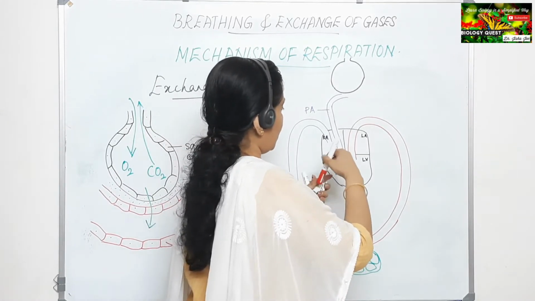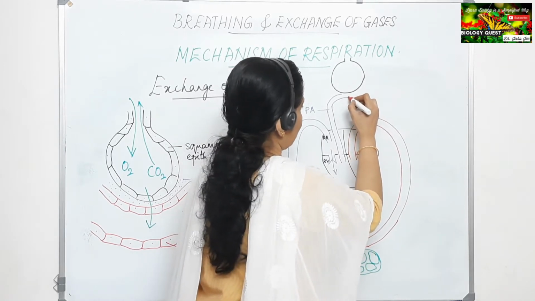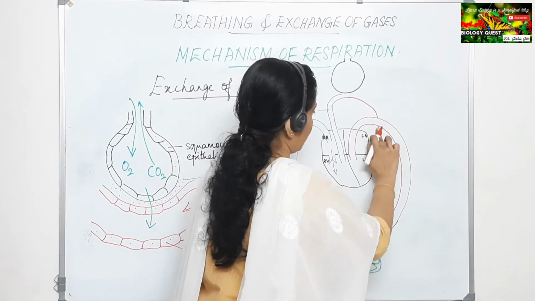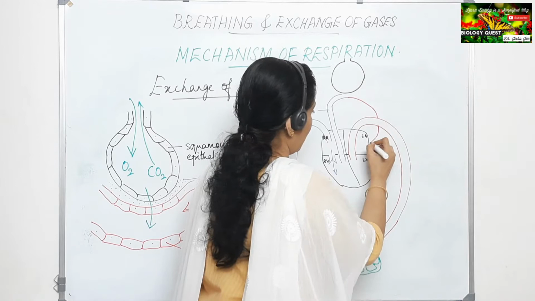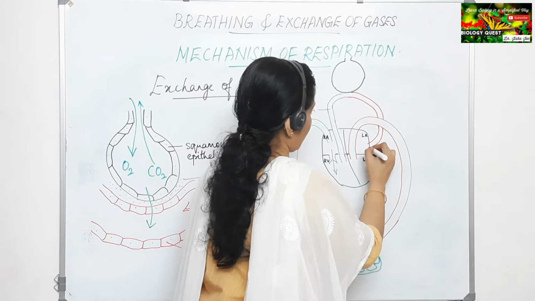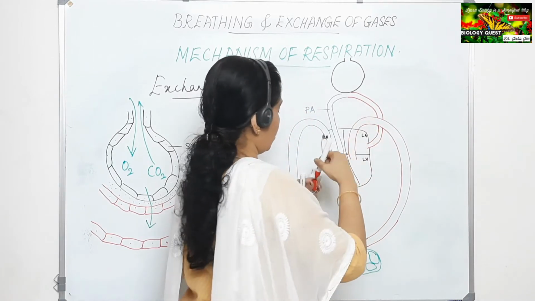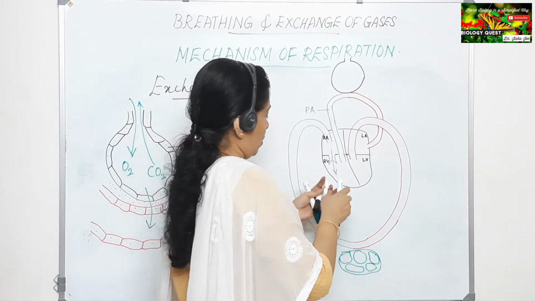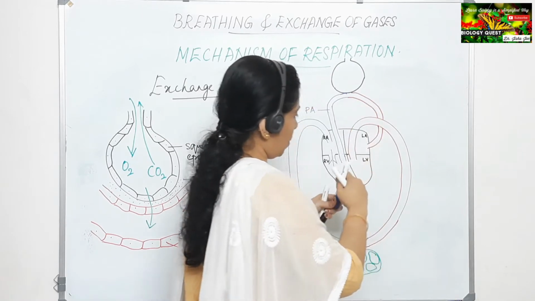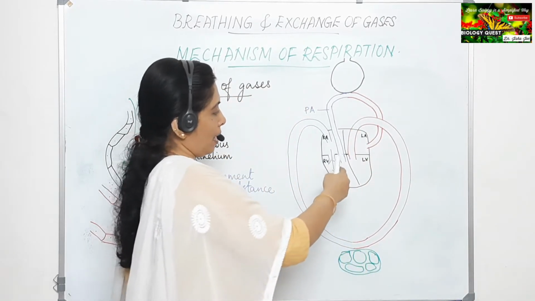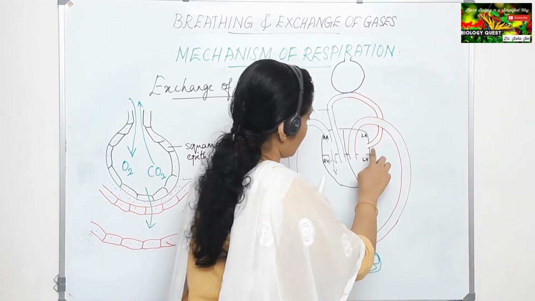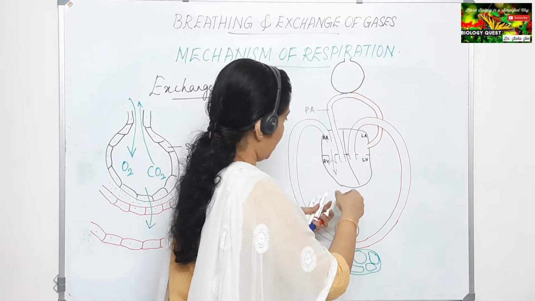Then in the lungs, the blood gets oxygenated and is transported back into the left auricle. It is poured into the left auricle. So the red colored part shows oxygenated blood and the blue colored region represents the deoxygenated blood.